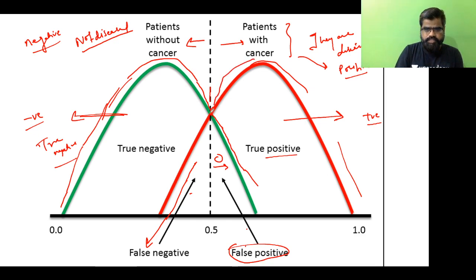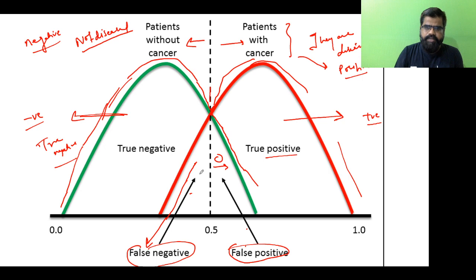The moment it crosses this line, this red comes to the green patient without cancer zone. Already they are diseased. They are red, they are diseased. They should have been positive. But just because it has crossed this line, we classify that, oh no, you are normal. So I say that it is false negative, which is perfect. That is the way it goes. So this means you can explain it the correct way.